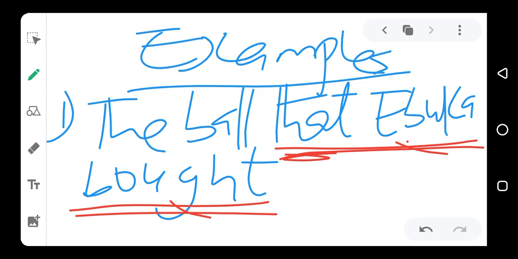So how do we conclude which one the part of the sentence is? This that is coming immediately after the word ball, and ball is a noun. So we conclude that this part of the sentence is an adjectival clause, because an adjectival clause comes immediately after a noun in a sentence. Example 2.